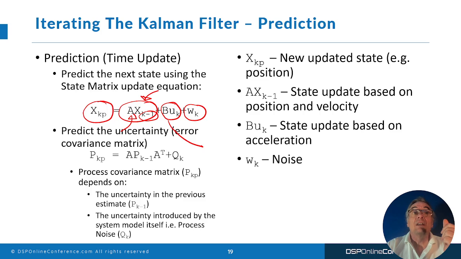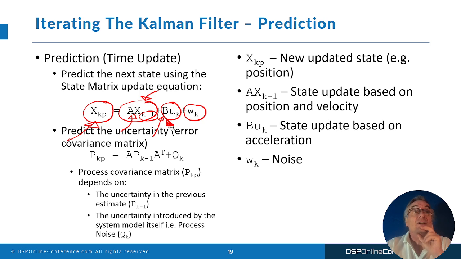Here we have the acceleration value updated by the acceleration matrix B. Now, for simple Kalman filters, we assume that the acceleration is constant, but of course it might not be. And then finally, we have our process noise vector. So this is the noise in the system. So we take those components, we combine them together, and we get our updated state estimate.